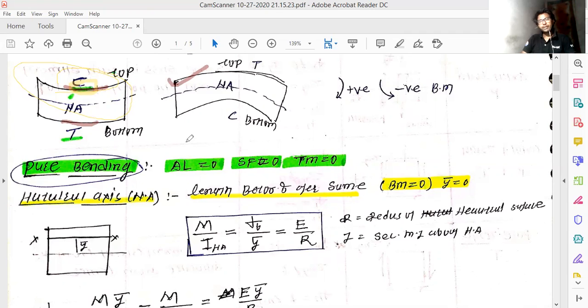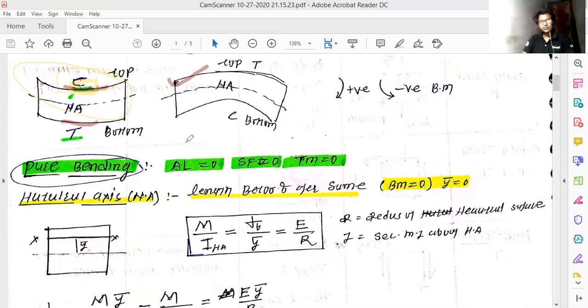In pure bending, only a bending moment is applied, and while applying the bending moment, there will be no axial load, so no axial extension or compression. There will be no shear forces, because no transverse shear force is applied to that cross section. There will be no twisting moment. So these three kinds of forces are zero in pure bending.